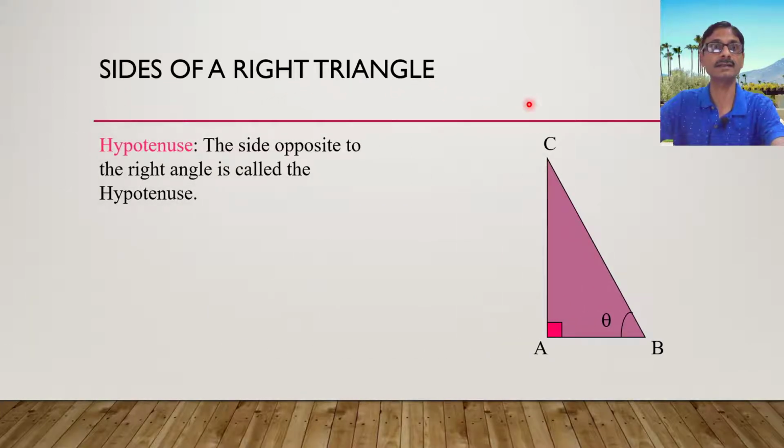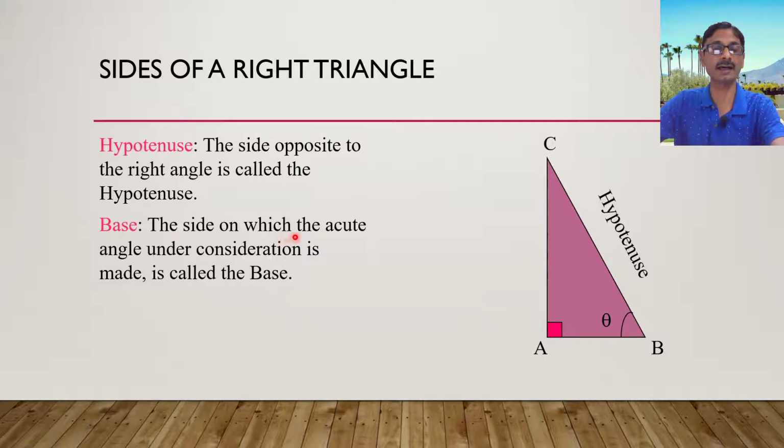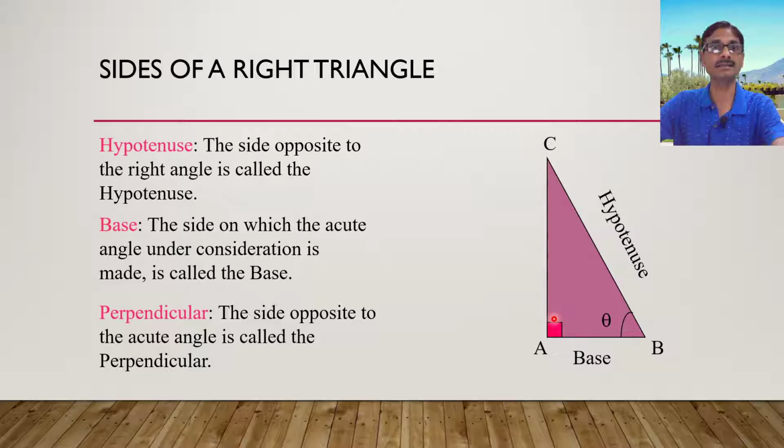If there is a right angle triangle, hypotenuse is the side opposite to the right angle. This is called hypotenuse. Base is the side on which the acute angle under consideration is made. This side AB is called base. Perpendicular is the side opposite to the acute angle. This is called perpendicular.